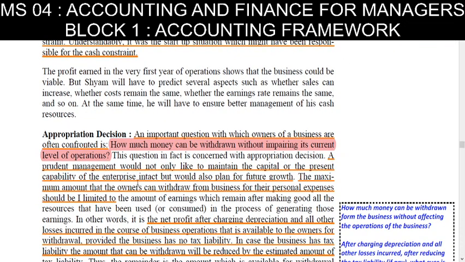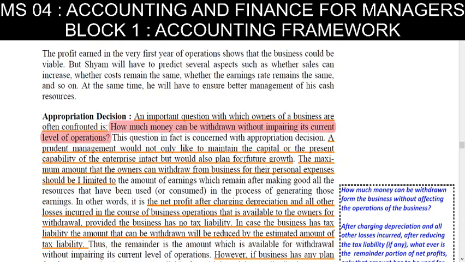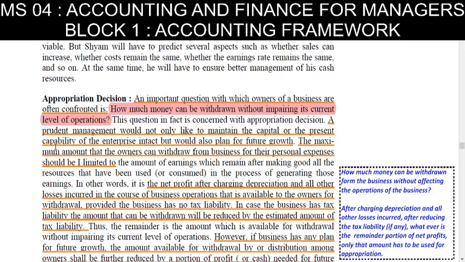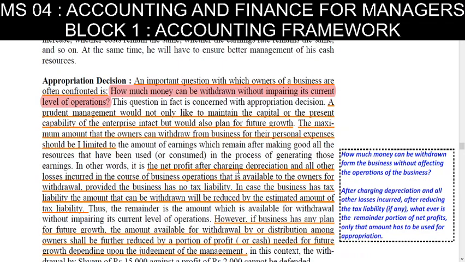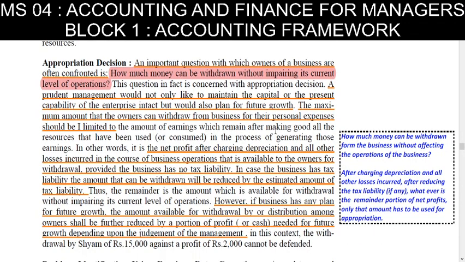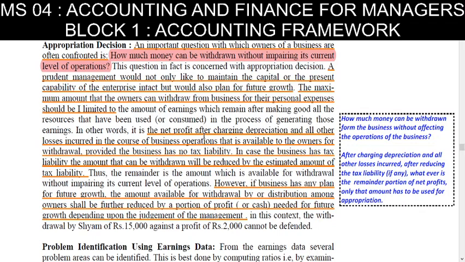Now, the appropriation decision. Appropriation means utilizing the money or withdrawing the money. An important question which owners of a business are often confronted with is how much money can be withdrawn without impairing its current level of operations. A prudent management would not only like to maintain the capital or the present capability of the enterprise intact, but would also plan for future growth. The maximum amount that the owners can withdraw from the business for their personal expenses should be limited to the net profit. Remember this, the maximum the owners can withdraw should not go beyond the net profit.